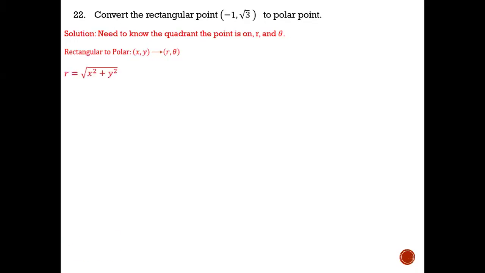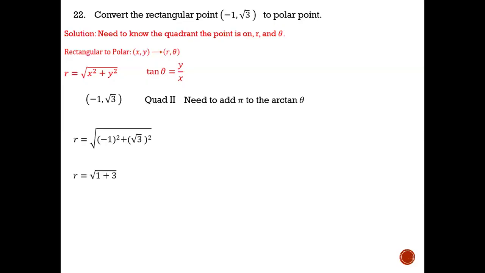Here, let's first find r by using our trusty Pythagorean theorem. We're going to use theta to find our angle. Again, this is my point, and this point lies in quadrant 2. So we need to add pi to the arctangent of theta. Let's go ahead and find r. r is the square root of 4, r is 2.